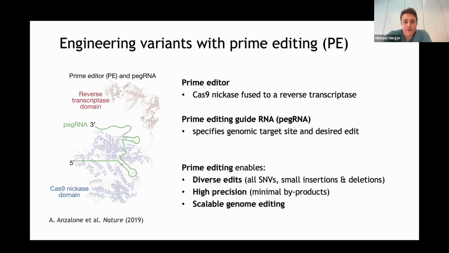Prime editing is a very powerful genome editing tool, in part because it enables the installation of very diverse edits, such as all possible single nucleotide variants, as well as smaller insertions and deletions. It also achieves this at very high precision, meaning usually minimal byproducts are observed with the desired edit. In part because of this, as well as the fact that pegRNAs specify both the genomic target site and the desired edit, it's also a highly scalable genome editing tool.